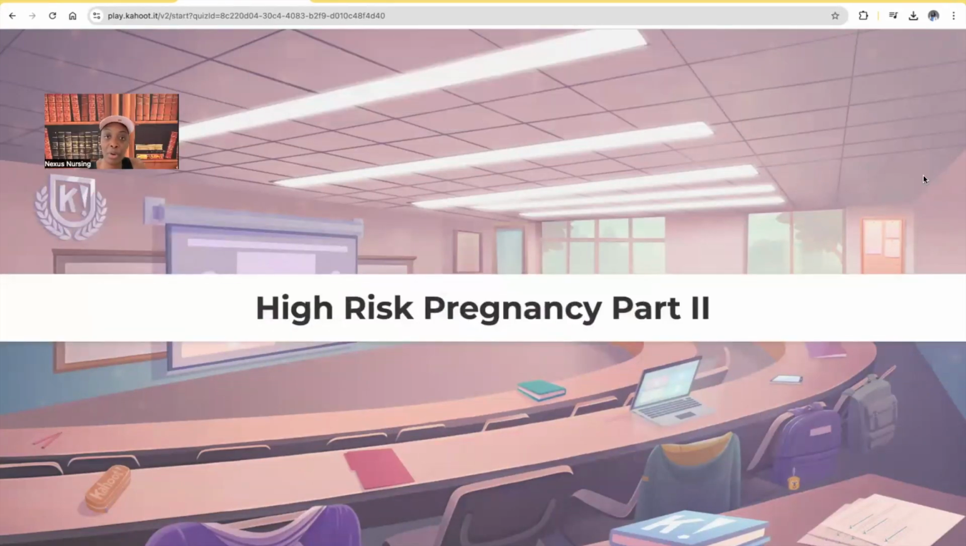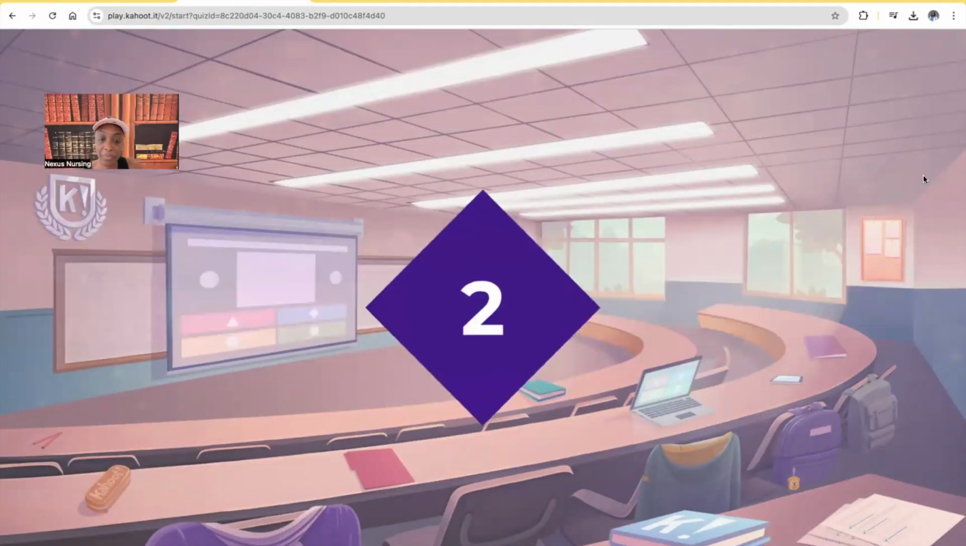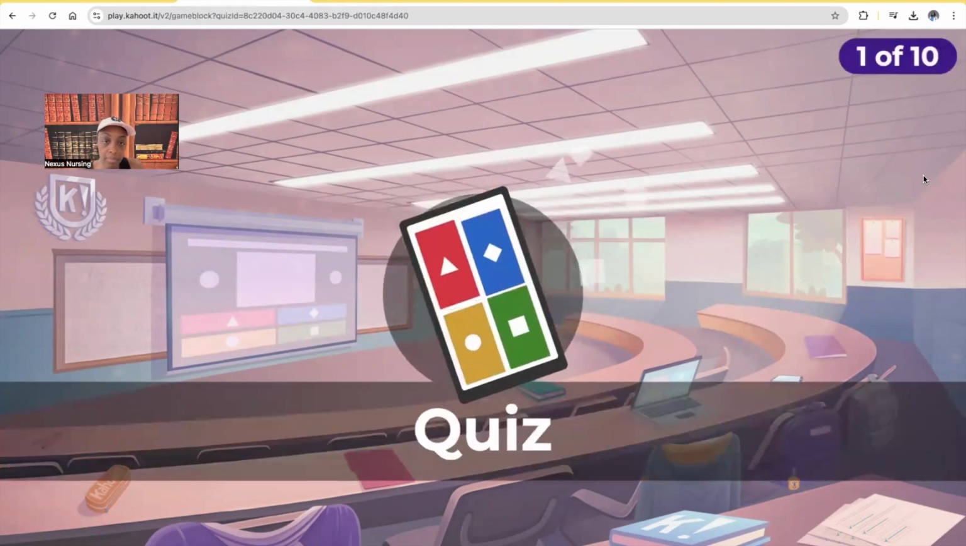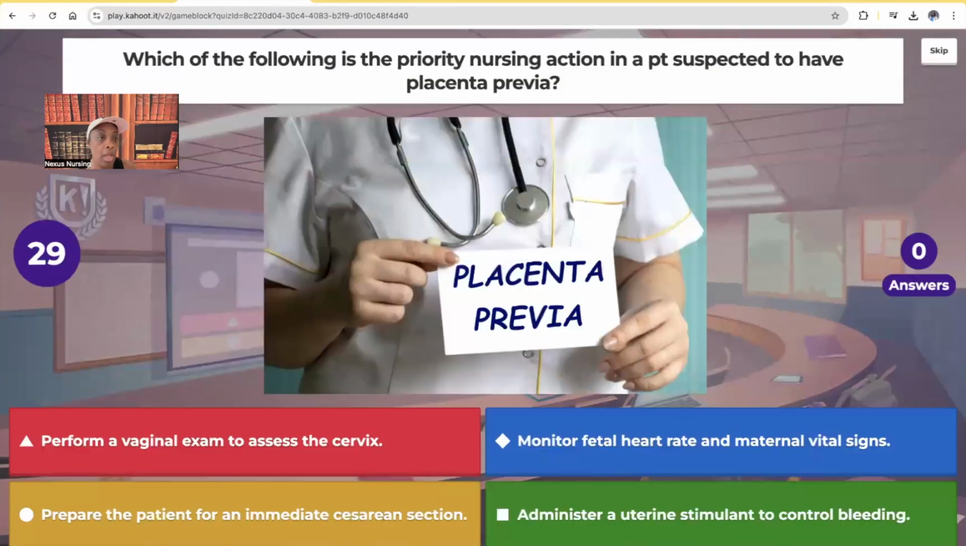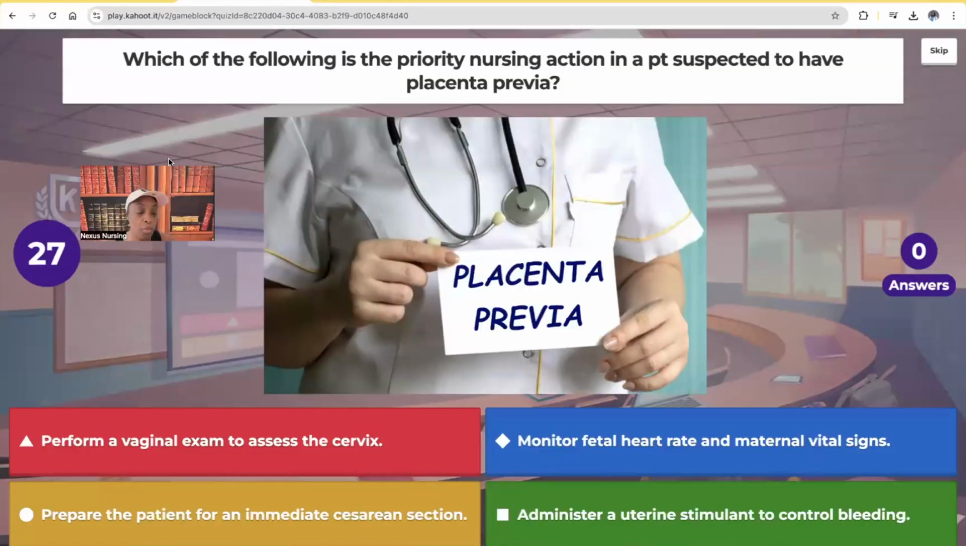High-risk pregnancy, part 2. Which of the following is the priority nursing action in a patient suspected of having placenta previa? Here are the options. Perform a vaginal exam to assess the cervix, monitor the fetal heart rate and maternal vital signs, prepare the patient for an immediate C-section, administer a uterine stimulant to control bleeding.